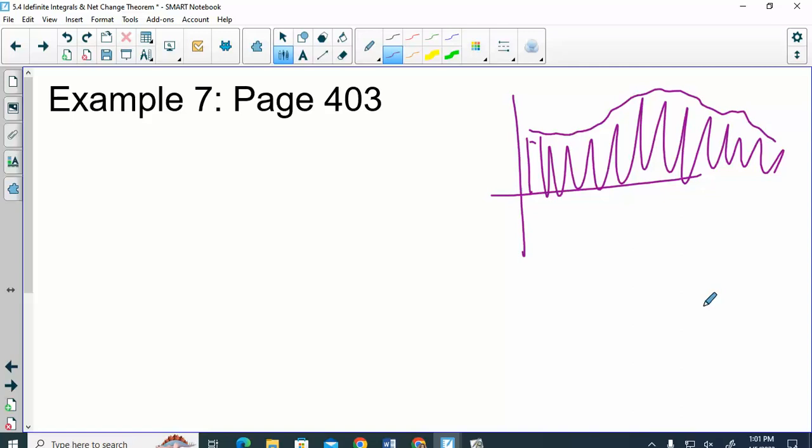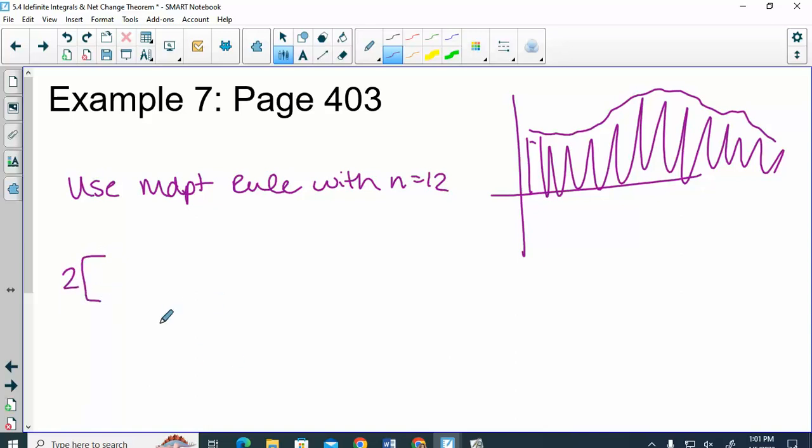So how many rectangles do you want to do? We went from 0 to 24, so what if we just did 12 rectangles? We could do a left-hand sum, a right-hand sum, or a midpoint sum. What would be the most accurate? What's the width of all these rectangles going to be? I'm going to use the midpoint rule with n equals 12. So all of these have a width of 2, so we take it times 2, and we need to be adding 12 numbers together.